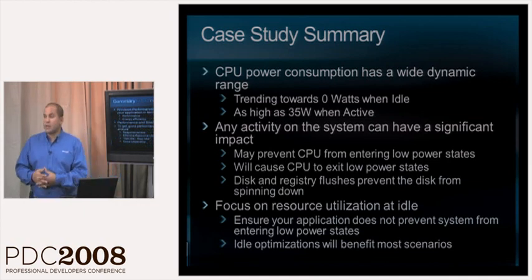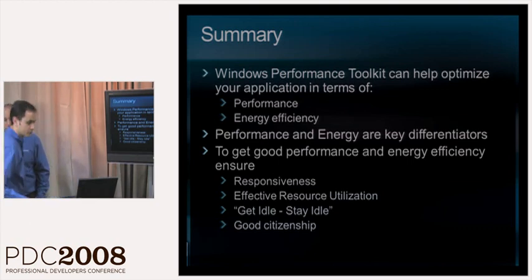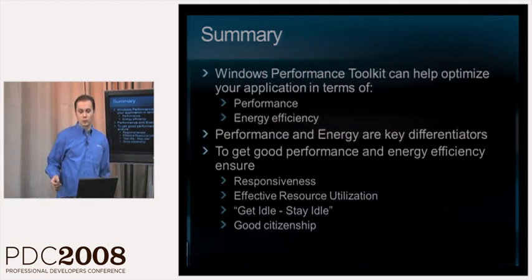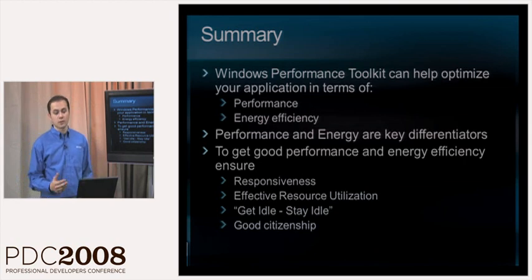So with that, I'm going to hand it back to Michael to go and summarize and provide some additional resources for you. So let's try and summarize what we've seen so far. We've seen the Performance Toolkit, and this is a new set of tools that lets you both understand the system activity and optimize your application to work well on Windows systems. And we have concentrated on two primary areas, performance and energy efficiency.